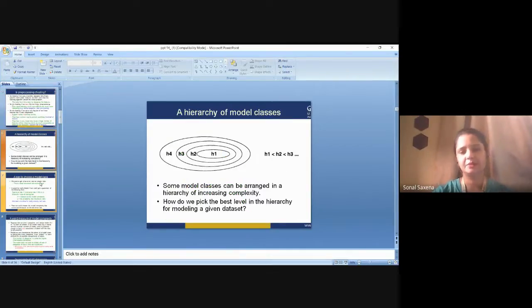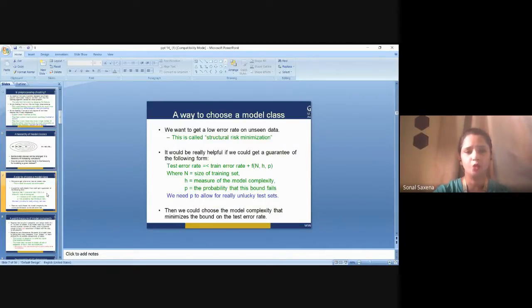This is a hierarchy of model classes that you are seeing. Here you can see the H1 model, then you have H2, H3, H4. Some model classes can be arranged in a hierarchy of increasing complexity. Here you can see the complexity of H4 is very high. How do we pick the best level in the hierarchy for a model given a data set? How do we choose? We want to get a lower error rate on unseen data.